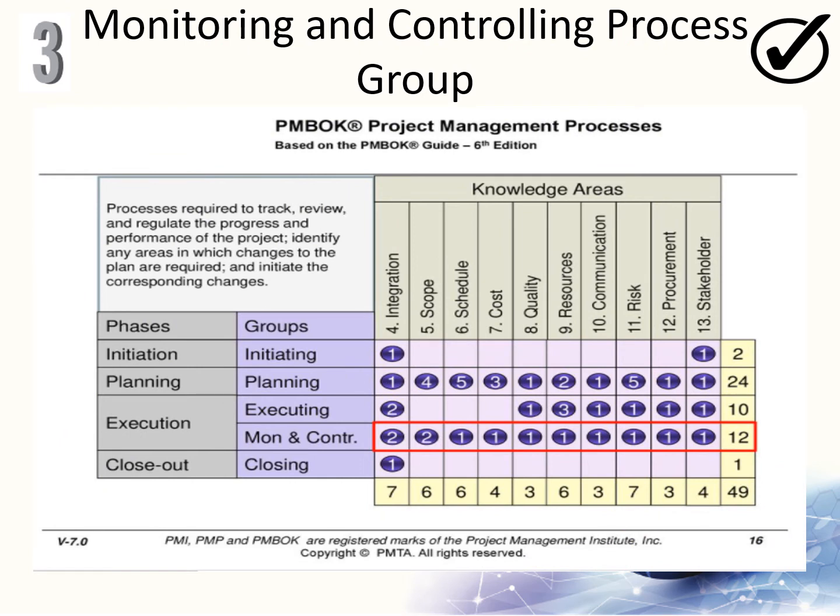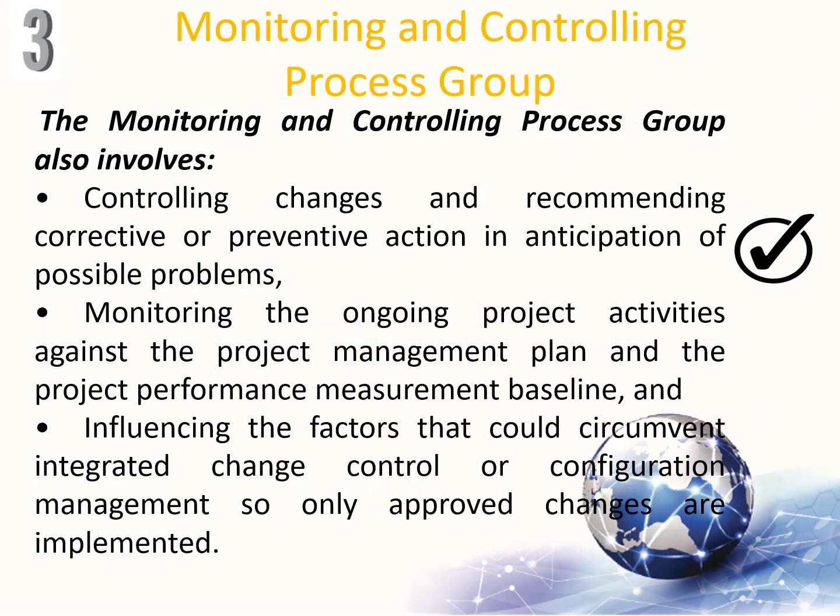So the monitoring and controlling process group: the processes required to track, review, and regulate the progress and performance of the project, identify any areas in which changes to the plan are required, and initiate the corresponding changes. The monitoring and controlling process group consists of those processes required to track, review, and orchestrate the progress and performance of the project, identify any areas in which changes to the plan are required, and initiate the corresponding changes. The key benefit of this process group is that project performance is measured and analyzed at regular intervals, appropriate events, or execution conditions to identify variances from the project management plan.